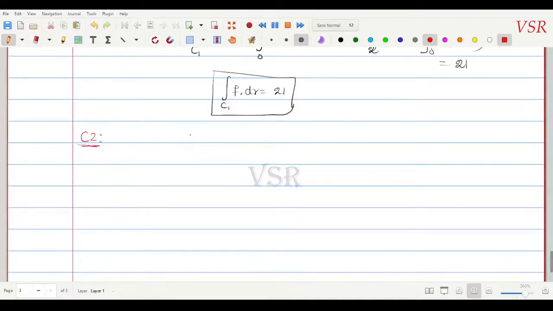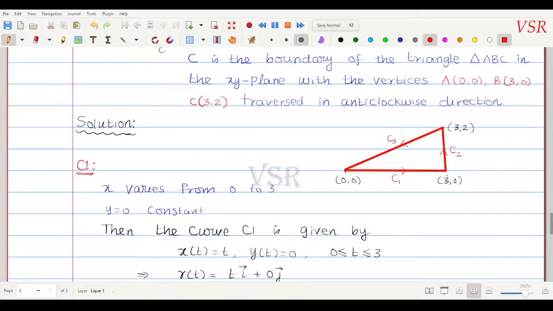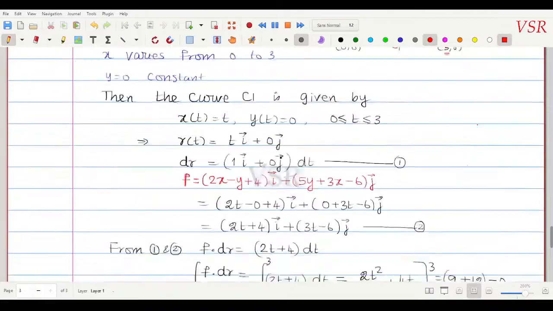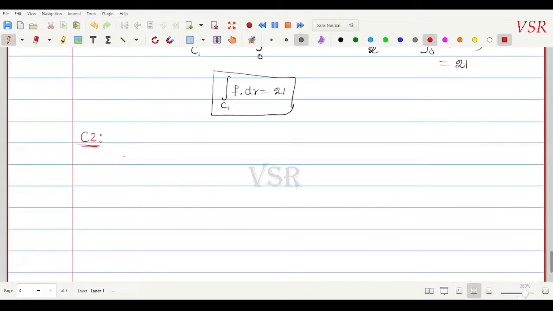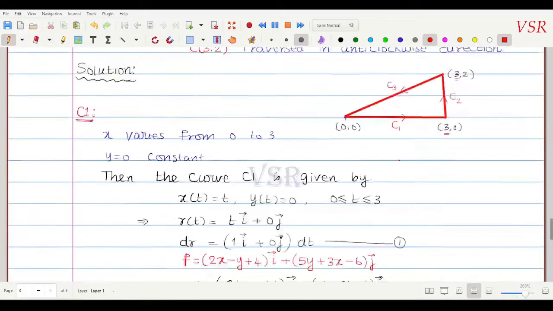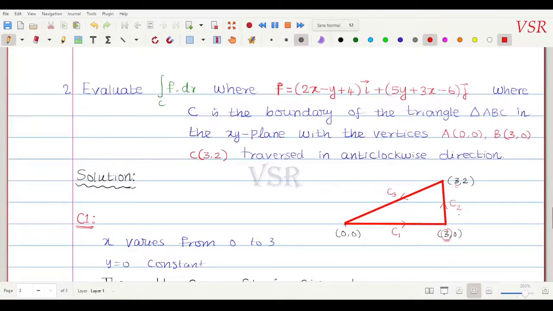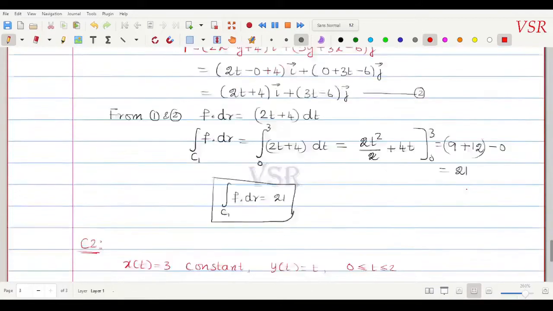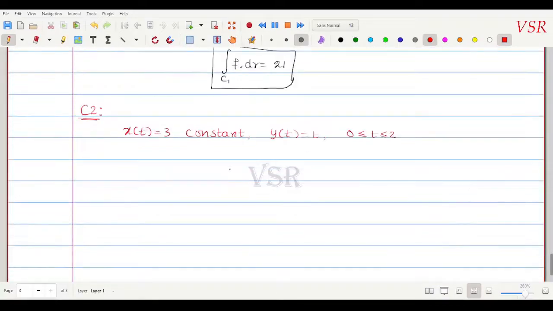In C2, x is constant at 3, and y alone goes from 0 to 2. So we have x of t equal to 3, constant, and y of t equal to t, where t varies from 0 to 2. Look at the picture and you will see. This is constant 3, and this goes from 0 to 2. So t varies from 0 to 2.